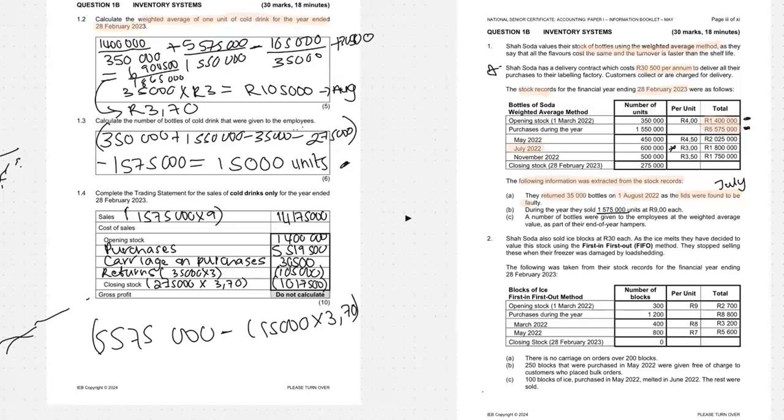Okay. So now you can calculate your cost of sales, which is opening plus purchases plus carriage minus our returns minus our closing. So that will be 1.4 million plus 5,519,500, plus 30,500, minus 105,000, minus 1,017,500. And that should give you 5,827,500 that you will be minusing from your sales.